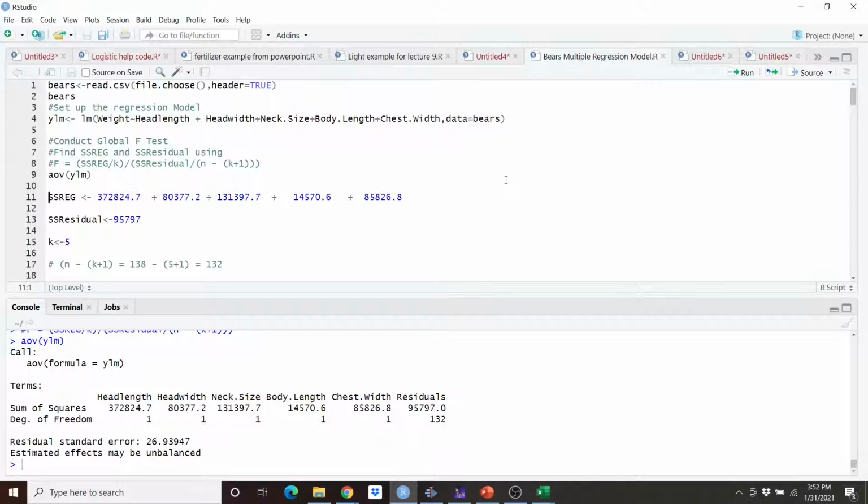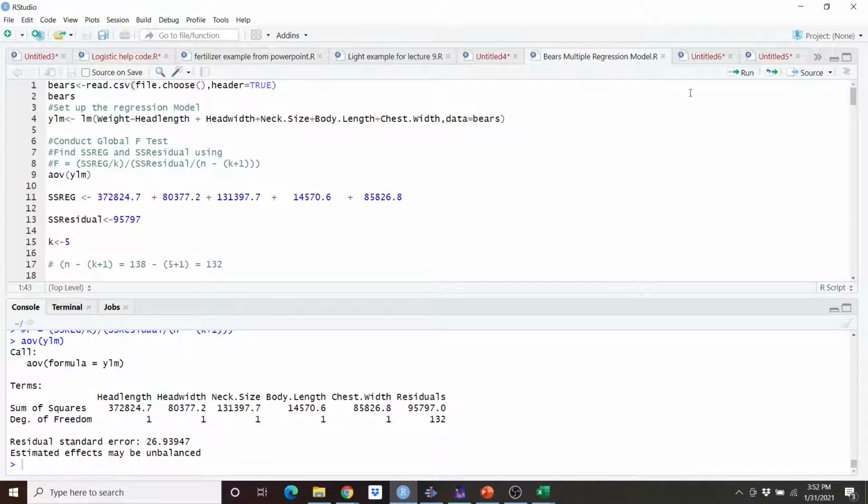Hello and welcome back. In our previous videos, we've looked at simple linear regression where we had one regressor variable and one response variable. But what happens if we have multiple regressor variables?